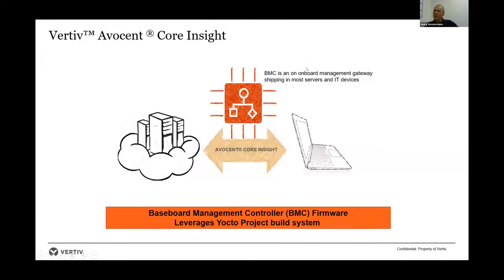Specifically, what we are talking about now is the Avocent Core Insight firmware. That's essentially a firmware package, actually a suite of firmware and tools for service processors, also called BMCs or baseboard management controllers. I don't know, many of you might be familiar with that concept, but essentially the baseboard management controller is a little chip, an SoC that's usually integrated on the motherboards of servers, but not only servers, more and more storage and networking devices like switches and routers do the same.